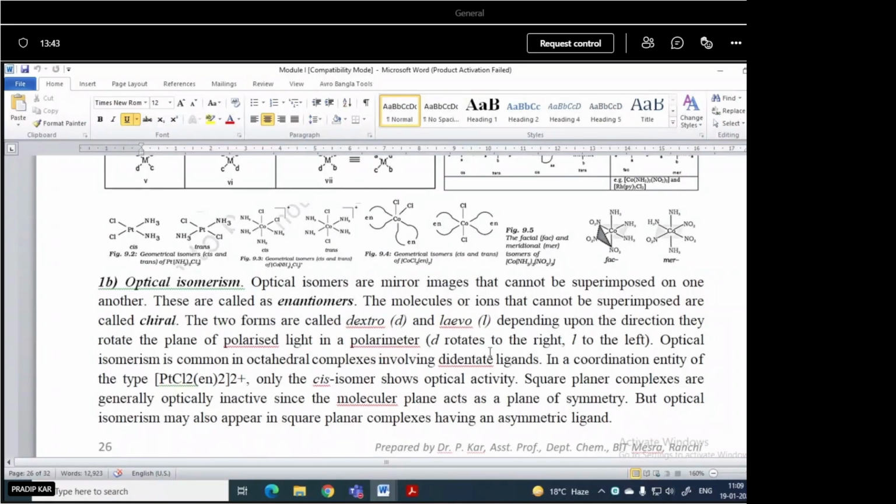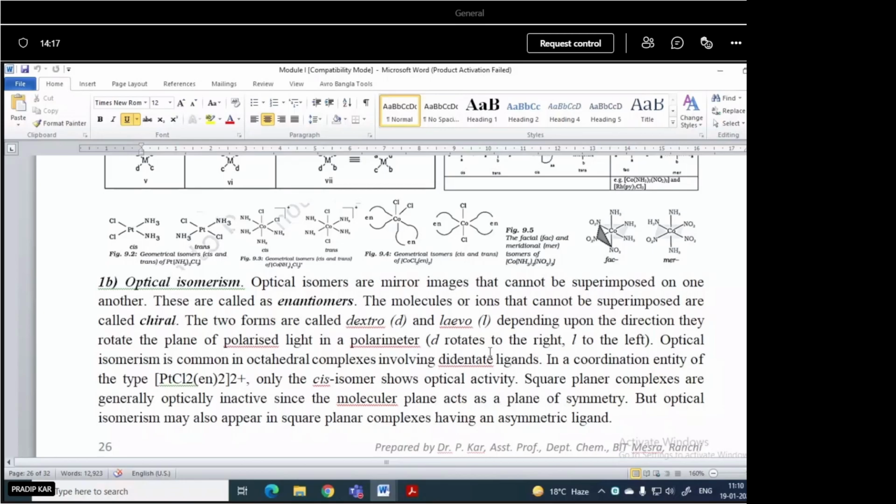Optical isomerism is common in octahedral complexes with bidentate ligands. If a bidentate ligand is present in an octahedral complex, it shows optical isomerism. Here cis-trans isomerism is also possible, giving geometrical isomers, but only the cis isomer shows optical activity, not the trans one.